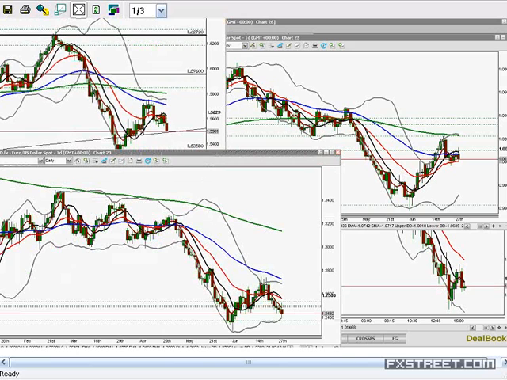Okay. So we were bears today, and I wish I could tell you I caught a lot of these moves. I had price going up just a little bit higher, but still. Why would we be a bear here?